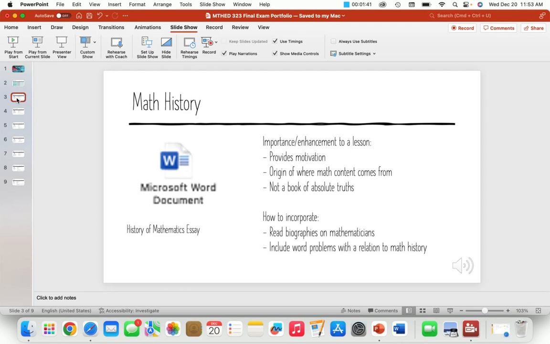You can include some biographies of some mathematicians, as well as include that math history within your word problems. And then I included a link to a math history essay that I had written.